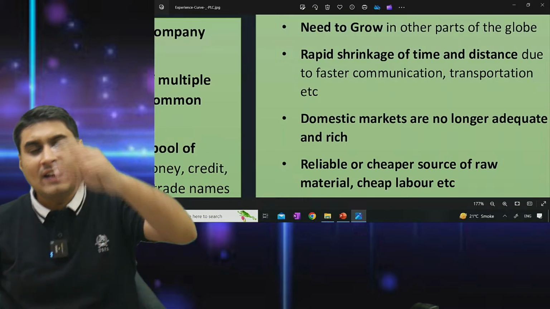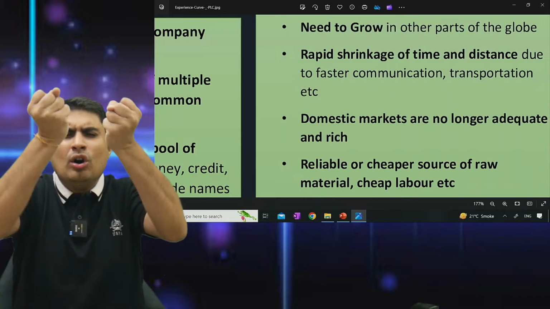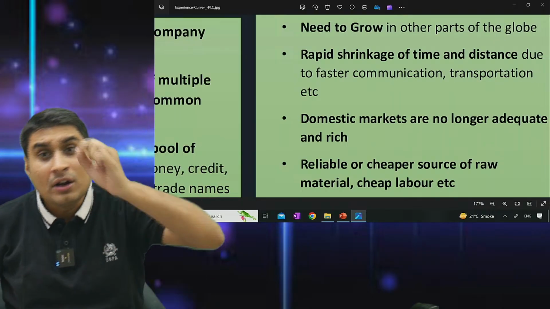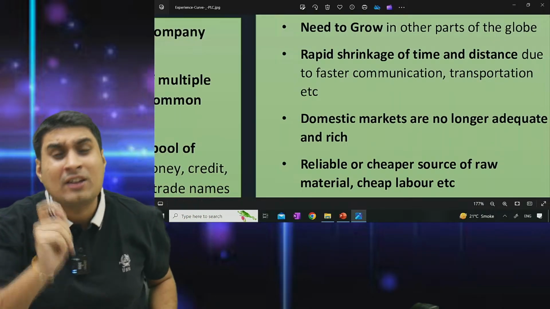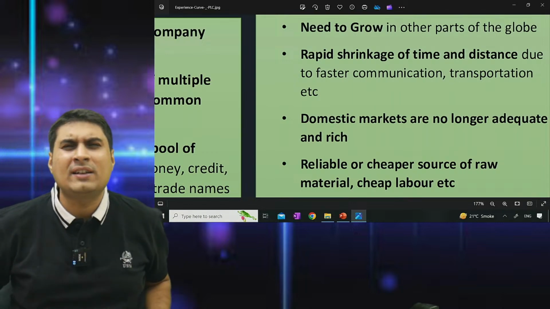Done? Start. Tell me, why do I go global? Need to grow. Rapid shrinkage of distance and time. Domestic markets are no longer adequate and rich. Reliable or cheaper raw material or labor.